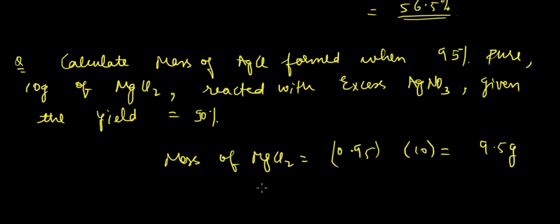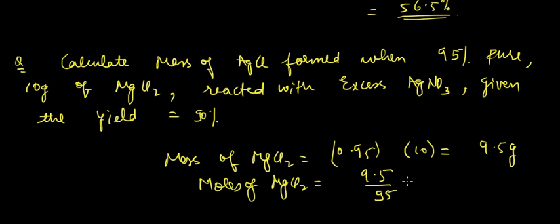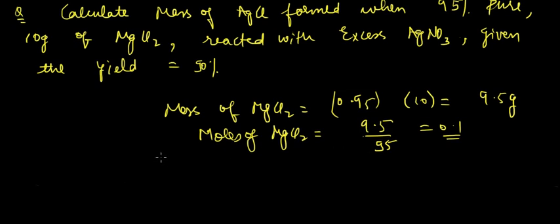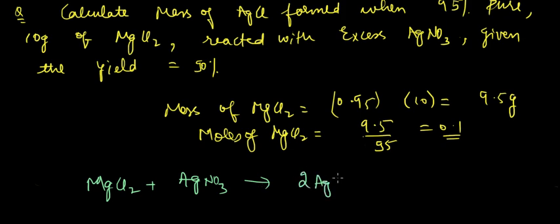Okay, and the moles of MgCl2 present would be 9.5 over 95. This is the weight of MgCl2 over the molar mass of MgCl2. So moles would be 0.1. Okay, now we will react AgNO3 with MgCl2. So the reaction would be MgCl2 plus AgNO3 would give us 2 moles of AgCl. I am balancing the equation side by side. 2 moles of AgCl plus Mg(NO3) whole twice.